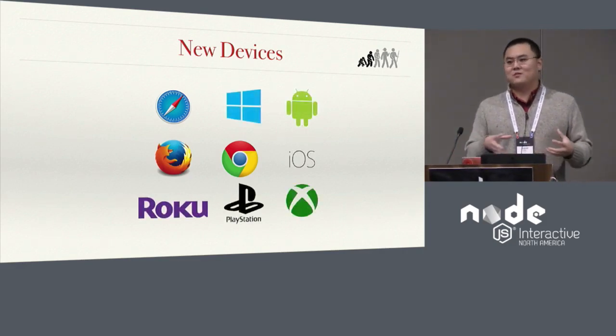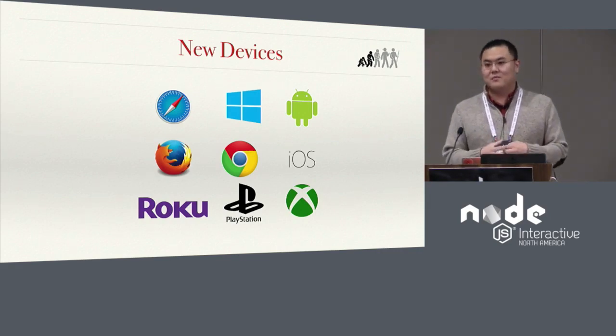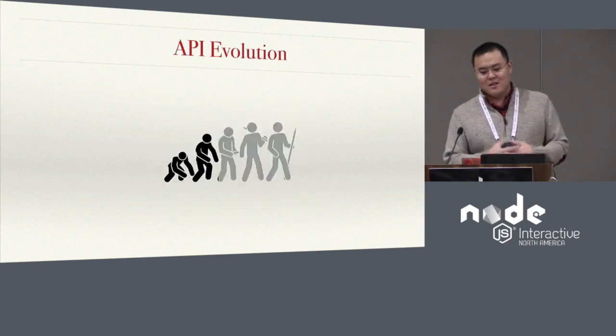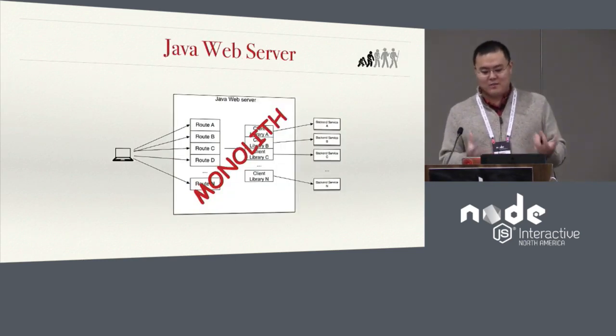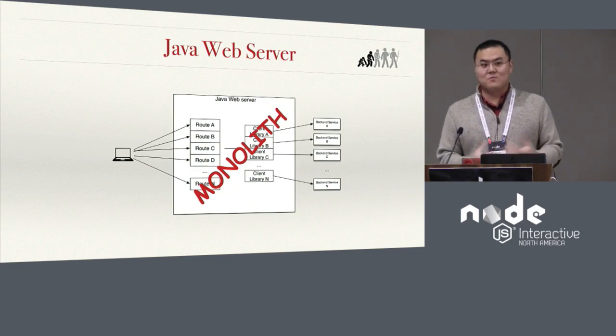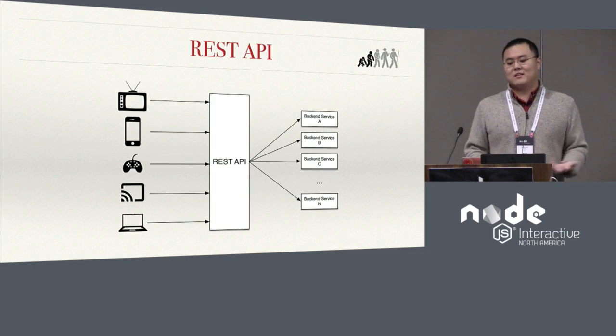So how could we move from this monolithic API, this monolithic infrastructure, to something that would support multiple devices? Well, let's take a look at the next journey in our API evolution. So we start with this Java-based web server, which is a monolith, and in order to support multiple clients, we moved to what everyone else does, which is the REST API.